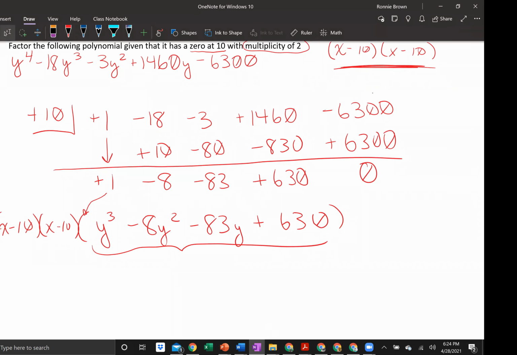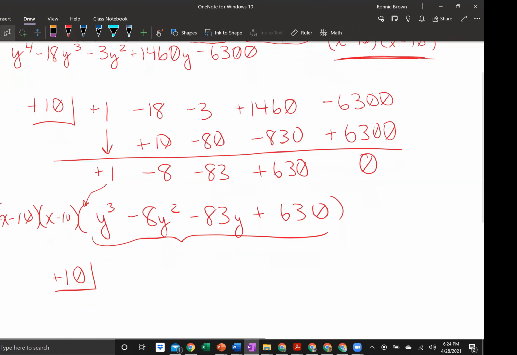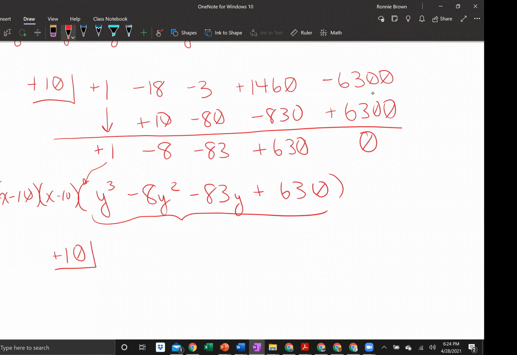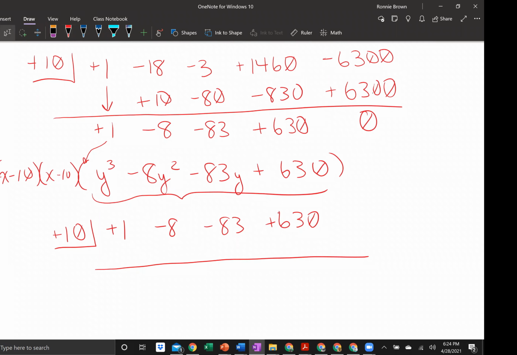So let's go ahead and divide 10 into it again, right? And we know we can do that because it said it had a multiplicity of 2 for that 0 at 10. So let's go ahead and input the coefficients of this cubic polynomial. Positive 1 is in front of the y to the third. Negative 8 is the coefficient for y to the second. Negative 83 is the coefficient for y. And positive 630 is the constant. They're all in descending order, so we don't need any placeholders.